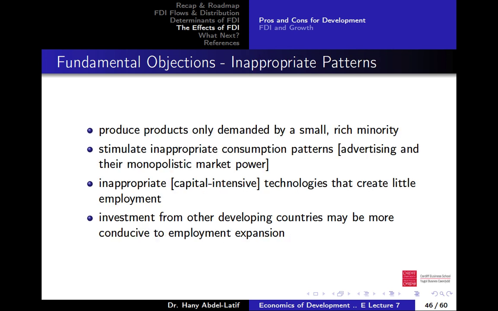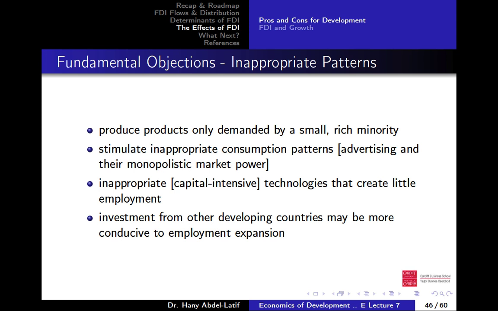Inappropriate patterns, again, we just carry on with these sort of objections. We already mentioned that it produces products demanded by a rich minority, not the majority, but one of the important things here is the inappropriate consumption patterns. There's some sort of peer effect in those countries. You wouldn't be surprised to see someone who is very poor, but at the same time has, I saw this myself, the latest iPhone, something ridiculously expensive. Okay, this is the sort of inappropriate consumption pattern.